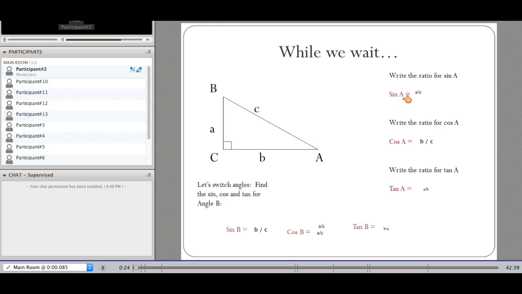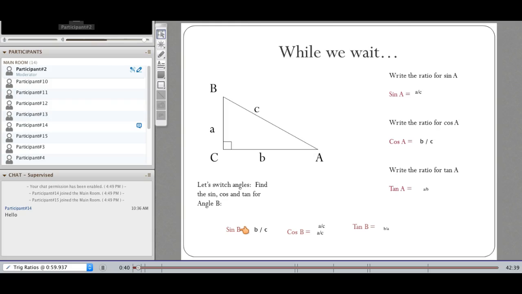So let's see. Sine A is the opposite side over the hypotenuse. Cosine is the adjacent side over the hypotenuse. Tangent is the opposite over the adjacent. Looks good. That's all from this angle right here.